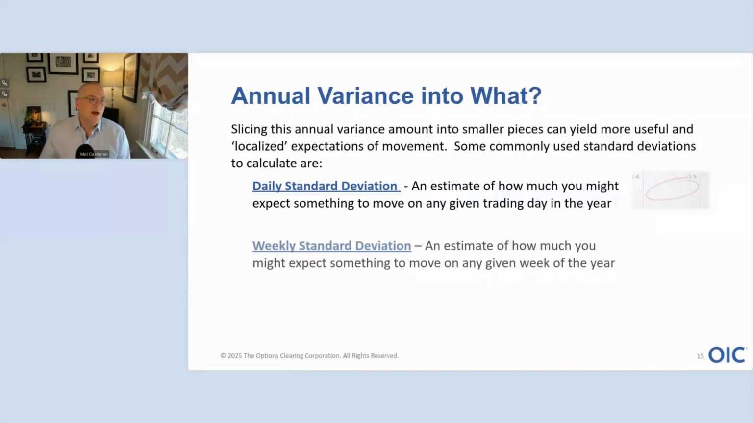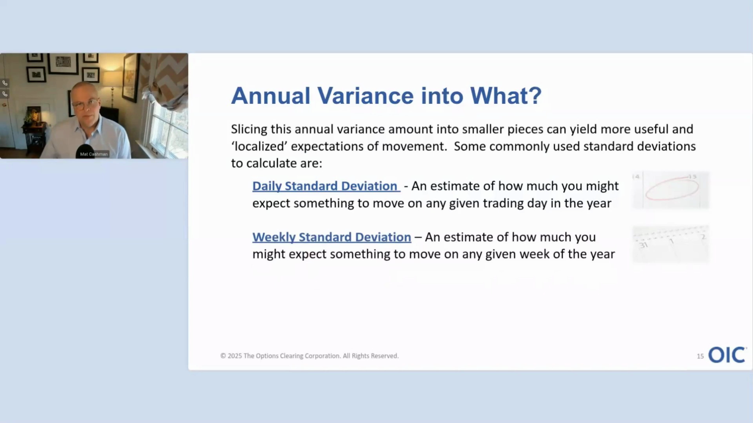What if you wanted to think about it in weekly terms? You would do the exact same thing, but instead of the square root of 252 in the denominator, you would use the square root of, you guessed it, 52. Why? Because there's 52 weeks in a year. So you could divide it by the square root of 52, and then you would have an expectation for how much that thing might move on any given week during that period.